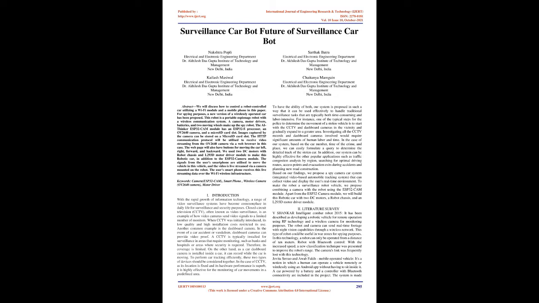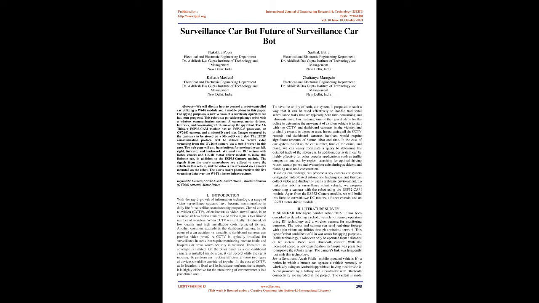Introduction. With the rapid growth of information technology, a range of video surveillance systems have become commonplace in daily life for surveillance and security purposes. Closed-circuit television, CCTV, often known as video surveillance, is an example of how video cameras send video signals to a limited number of monitors. When CCTV was initially introduced, its low quality and high installation costs restricted its use. Another common example is the dashboard camera.